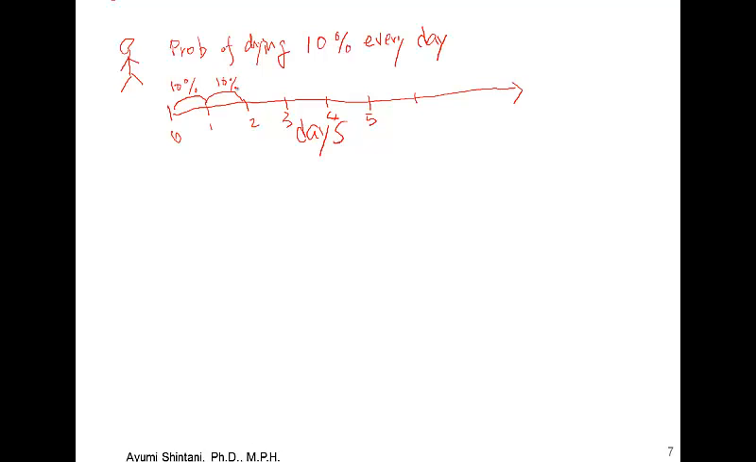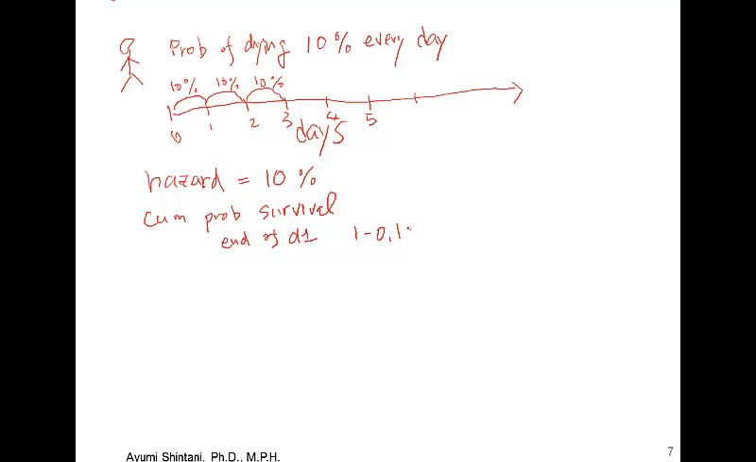In day 1, this person has a 10% risk of dying. In day 2, this person has a 10% risk of dying. In day 3, this person has a 10% risk of dying. So in this case, the hazard is the instantaneous risk of dying, which is 10%. When you have a constant daily hazard of 10%, let's compute the cumulative probability of survival for this person. Let's say the cumulative survival at the end of day 1 is 1 minus the hazard. So 0.1 is the probability of this person dying on day 1, so the survival is 0.9. Now, what is the probability this person survives to the end of day 2?